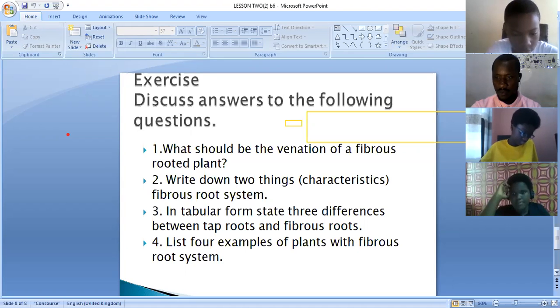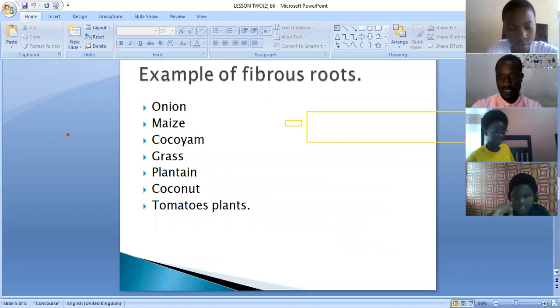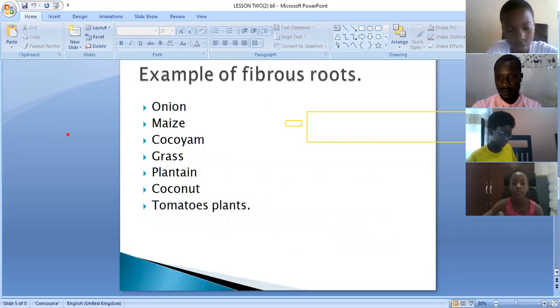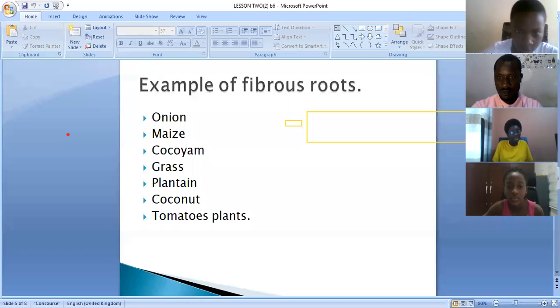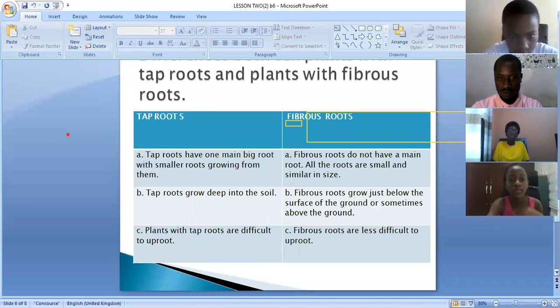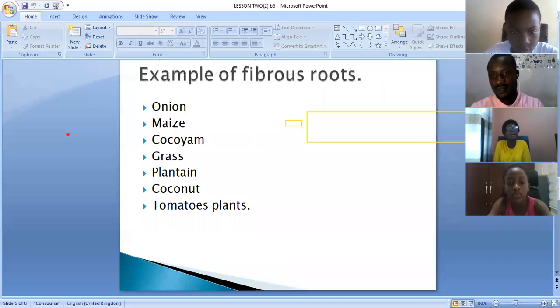Let's look at the next question. Are we done with question 3? No, I want to mention some. Okay, please mention. Fibrous roots are thread-like and almost the same size and length, but the taproot has one main root, and it has roots growing beside it, but they are not the same size.